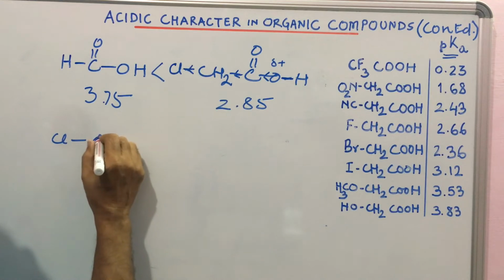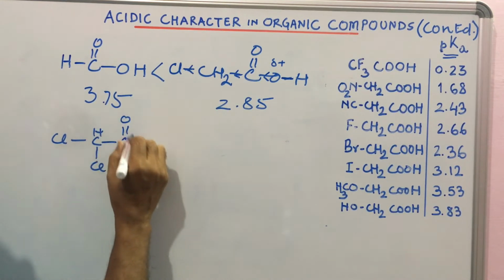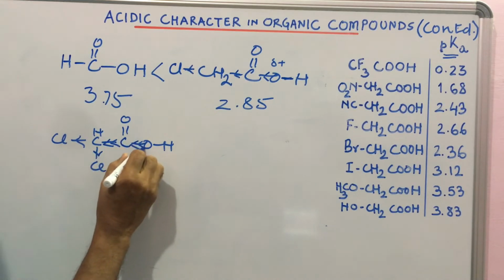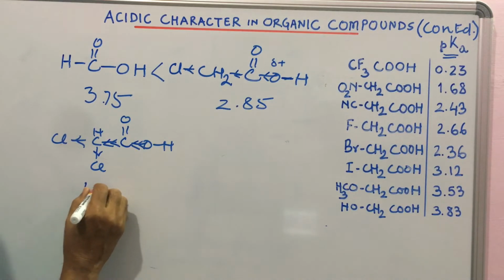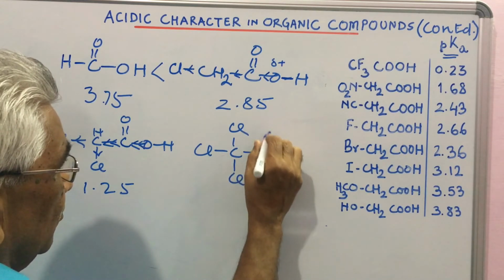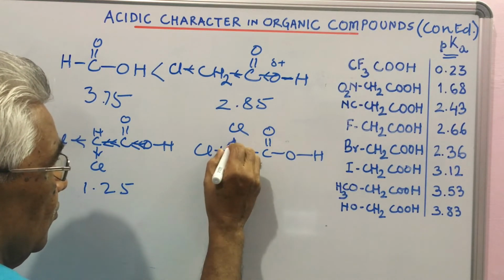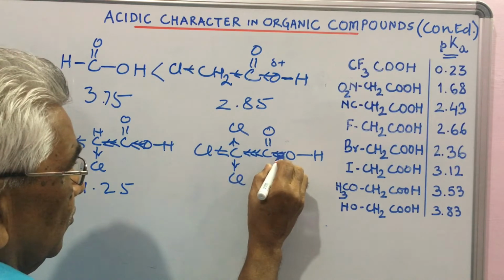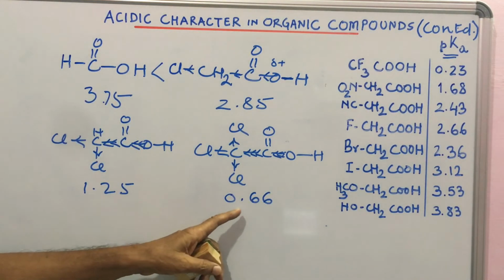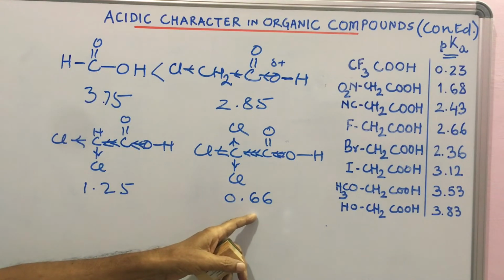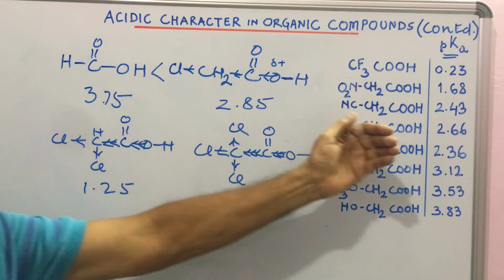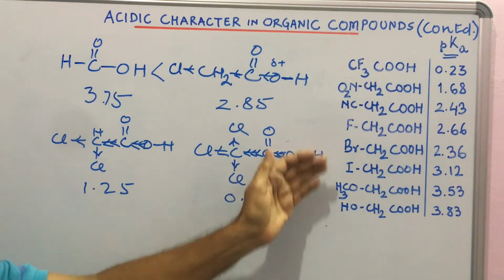Put 2 chlorine atoms, both withdraw, and this has a value 1.25. And this has 0.66 pK, very strong acid as compared to this. I have written few cases here. Greater the I effect, more is the withdrawal, and the acid becomes stronger.